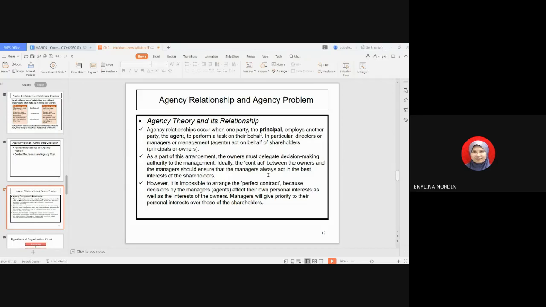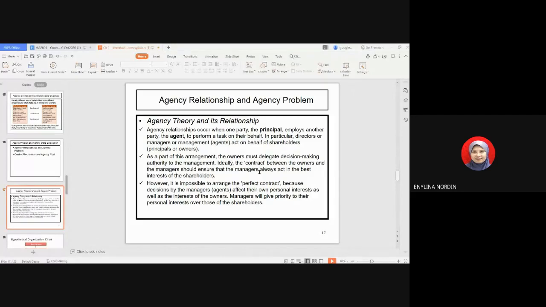because these two groups of people, the principal and agents, have their own interests and their own objectives, right? So as part of this relationship, the owner, the principal, must delegate decision-making authority to the management team. We know that the shareholders are not always available in the company, and they cannot do everything for the company. So that's why the shareholders have to delegate the decision-making authority. So the managers will have authority to make decisions. But then the managers or management team must make the decision in the best interest of the shareholders.